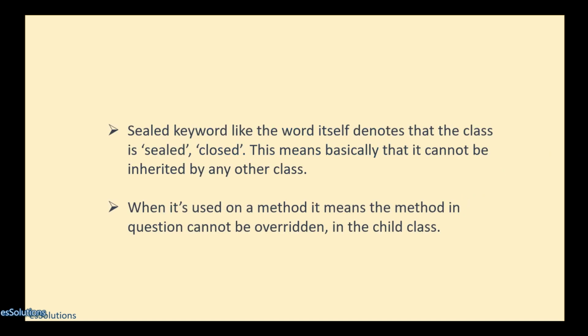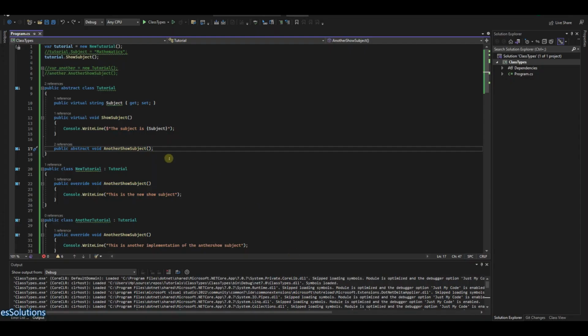So the sealed keyword, like the word itself denotes, means that the class is sealed, it's closed. It basically means you cannot inherit from that class. That's what it means as it relates to C#. If we look at an example and make this class sealed, we immediately see that first of all, it doesn't allow for virtual or abstract, because this class must not be inherited from.